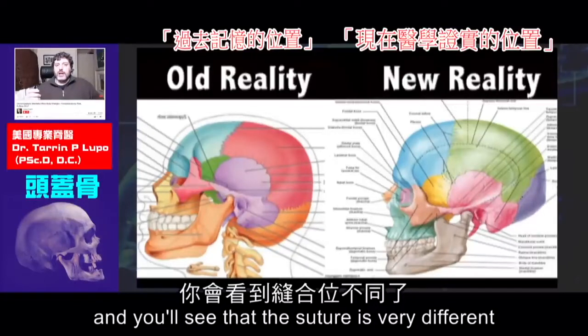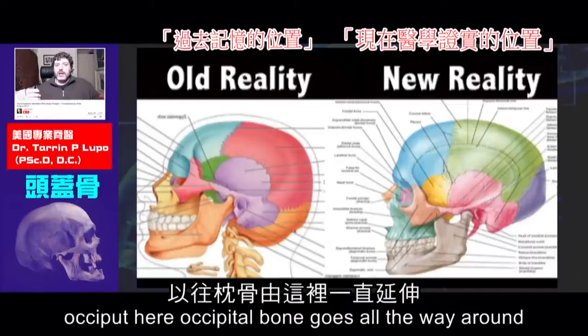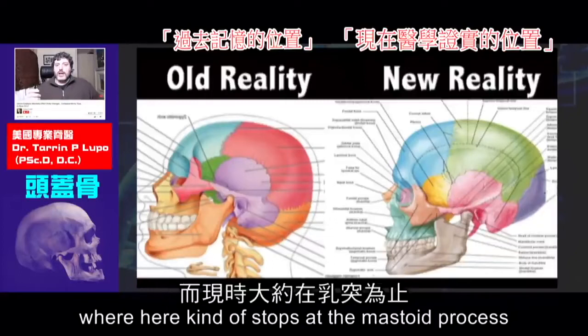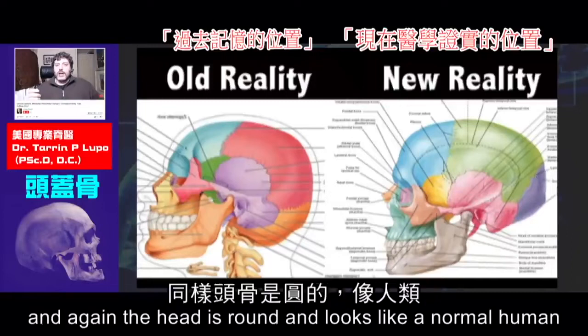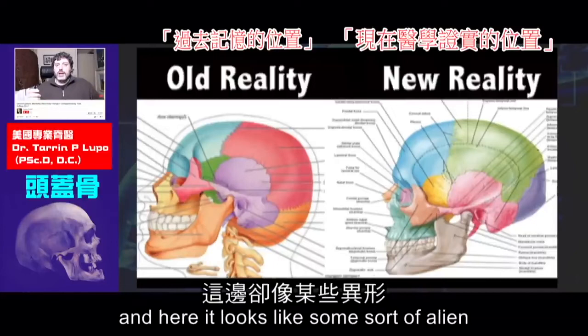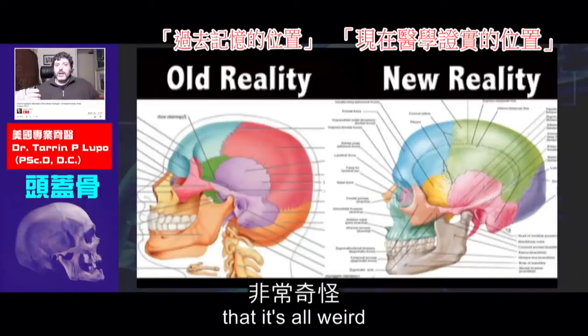And you'll see that this suture is very different. The occiput here, the occipital bone, goes all the way around, where here it kind of stops at the mastoid process. It's like a cap on the back. And again, the head is round and looks like a normal human, and here it looks like some sort of alien. Look at that. It's all weird.